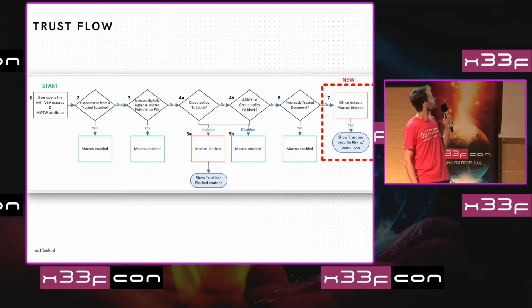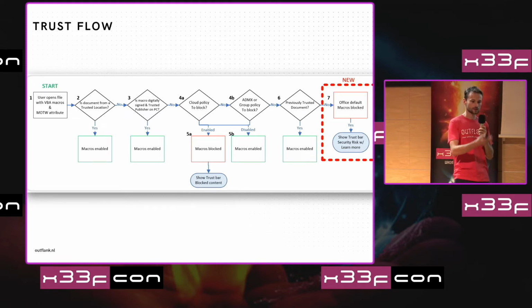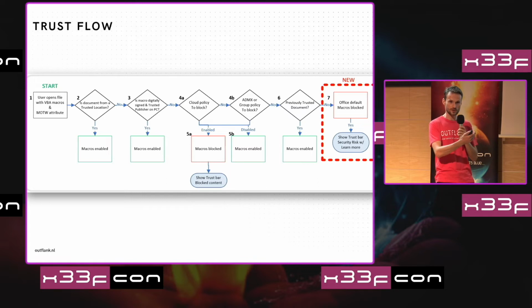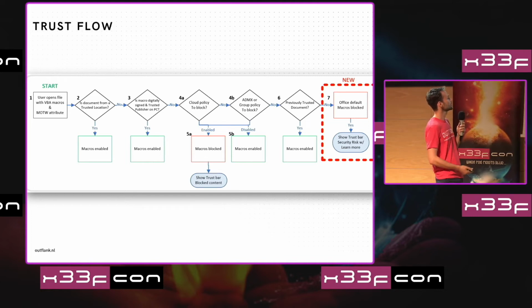Let's look at the trust flow. If a user opens a file that has macros enabled in it, and the file has the mark of the web attribute, meaning it comes from the internet, then Excel or Office in this case would go through a certain flow, querying all kinds of registry options to verify if it should run the macro or not, or give a dialog. If it's in a trusted location, then macros are enabled for sure. If it's digitally signed and the trusted publisher is on the PC, then macros are enabled, and so on and so forth.